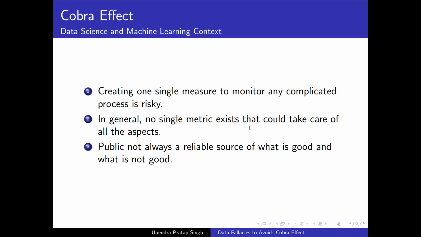The essence is that when we are designing a single metric, or when we are using a single metric to measure the performance of a model, things will always be risky. Why? Because a single metric may not be able to capture all perspectives of the model, right? And then the public may not always be a reliable source of what is good and what is bad. So once you have developed an AI system and you have deployed it, the feedback that you get from the public may not always be a reliable source.